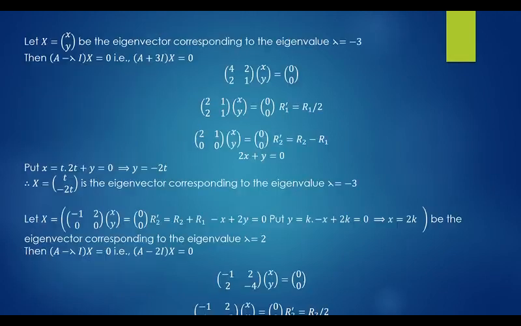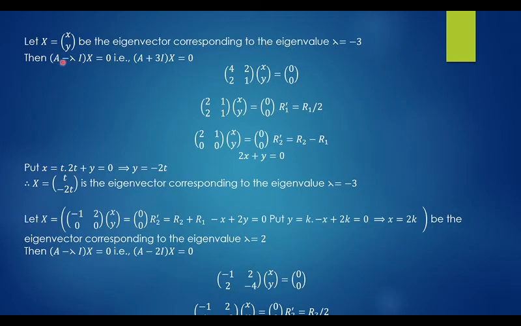To find the eigenvector corresponding to each eigenvalue, in this problem we have two eigenvalues, lambda equals minus 3 and lambda equals 2. With respect to minus 3, let us consider capital X in the form of a column matrix (x, y), of size 2 by 1, be the eigenvector corresponding to the first eigenvalue lambda equals minus 3.